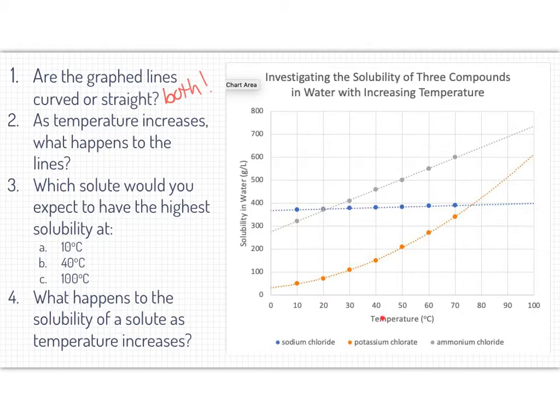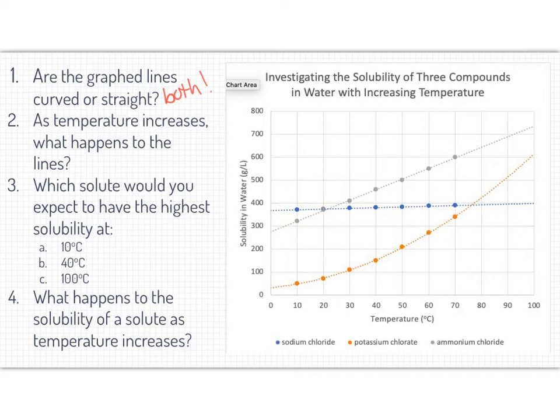As temperature increases, what happens to the lines? So as we move from left to right across our temperature here, let's look at our orange line. I see that the orange line increases. That means the solubility in water of potassium chlorate increases as the temperature increases. Same thing we could say with ammonium chloride. Its solubility in water increases as our temperature increases. Last one is sodium chloride. I would say that this increases very slightly. It hardly even moved in comparison to the solubilities of these guys.